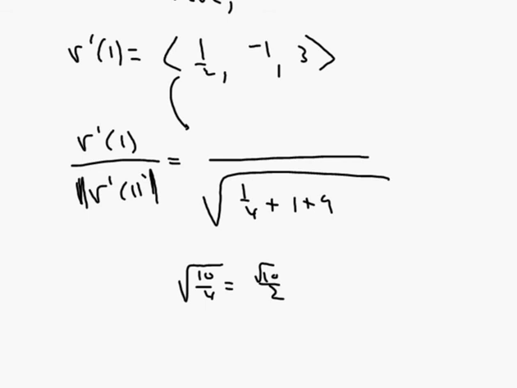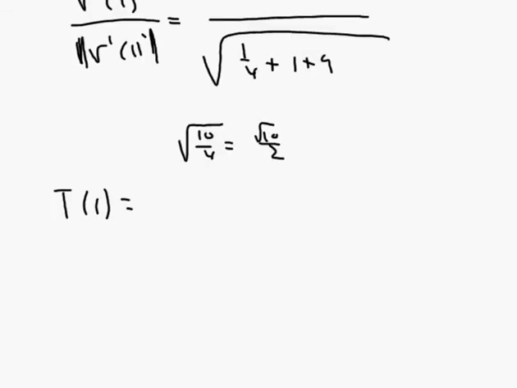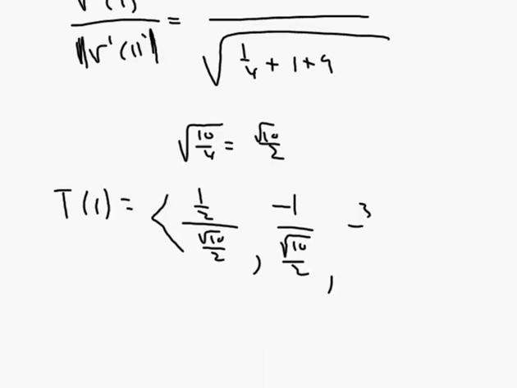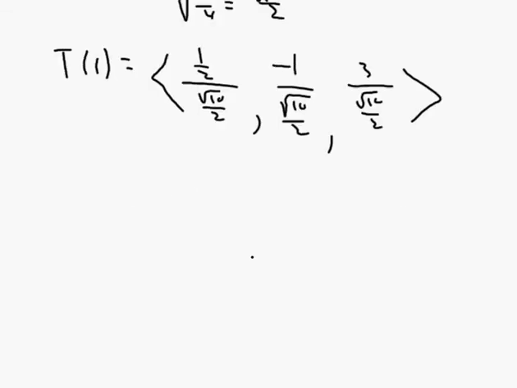So our unit tangent vector, which I'll denote as capital T of t, is capital T of 1, actually, because we asked specifically at 1, would be the following. It's going to be root 10 over 4. What I'm doing is actually, that's not true. It's going to be 1/2. We'll do it in slower pieces. It's going to be 1/2 over root 10 over 2, comma, negative 1 over root 10 over 2, and then lastly, 3 over root 10 over 2. Okay, there we go. We can simplify this a little bit, I guess, but that's it.